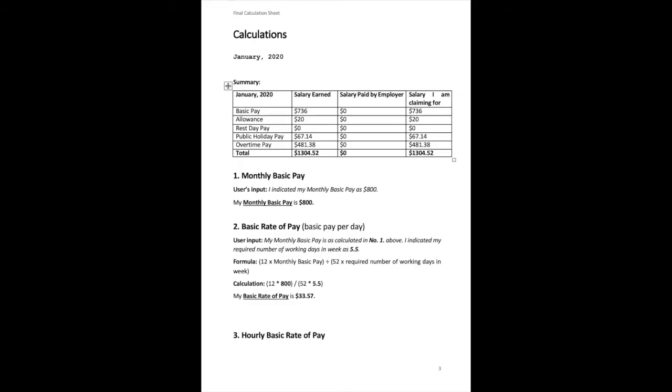Then there is a detailed breakdown of the different rates of pay based on your work arrangement. Each type of pay comes with a formula that is then used to calculate it and an indication of the calculations used in your inputs before the value is shown. There is basic monthly pay, there is the basic rate of pay, the hourly basic rate of pay, the basic pay for this month, monthly gross pay, gross rate of pay, and gross pay for this month.